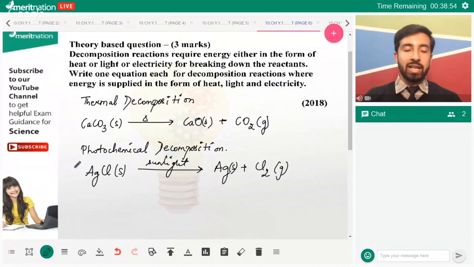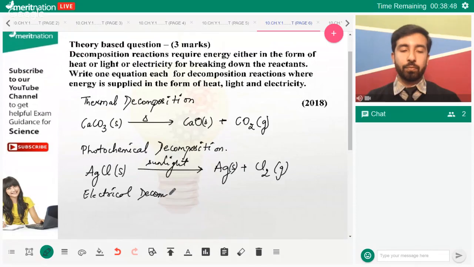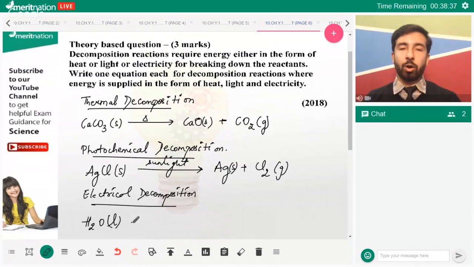And the last one is electrical decomposition. In electrical decomposition, you can also mention the electrolysis of water. We all know that the state of water is liquid, and when electricity is passed through it, the bond between the hydrogen and the oxygen breaks up, forming hydrogen gas and oxygen gas.